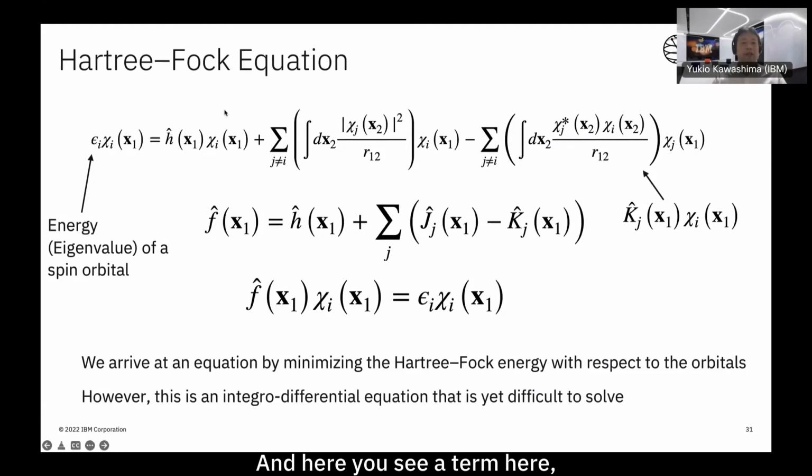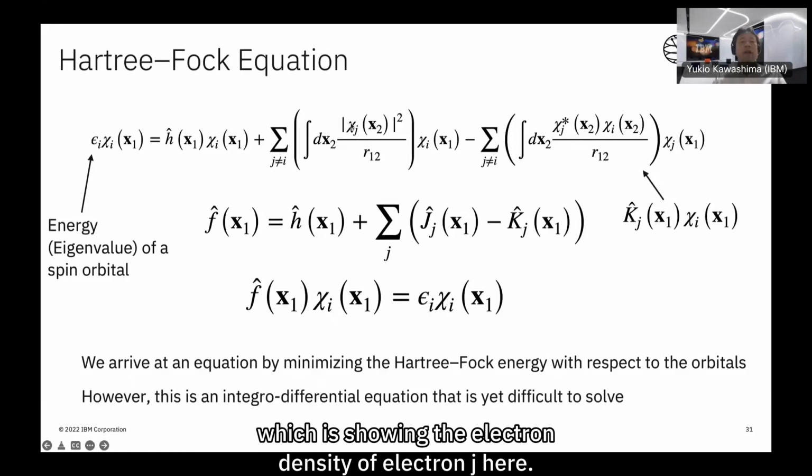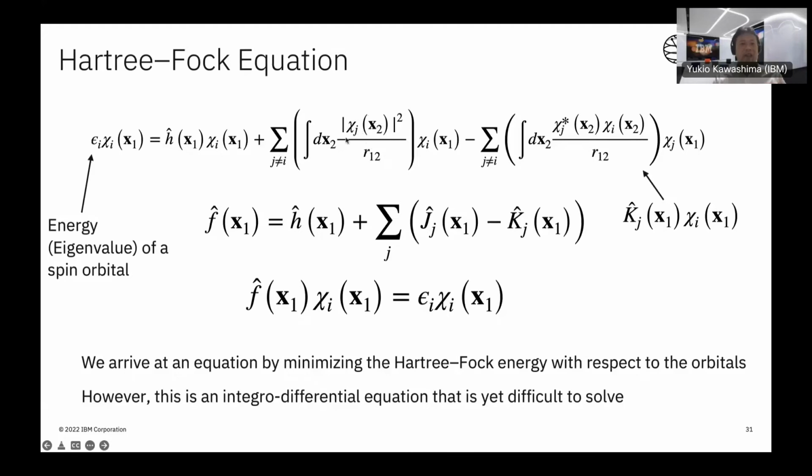And here you see a term which is showing the electron density of electron J. So you see, this is a contribution from the Coulomb integrals. And this looks similar, but here you see that the indices i and j are swapped. So this should be the contribution from the exchange integrals.